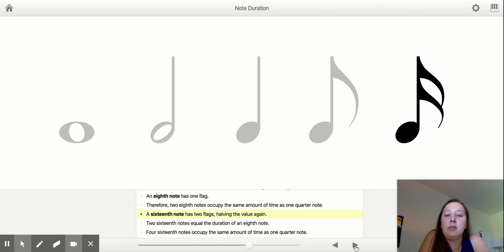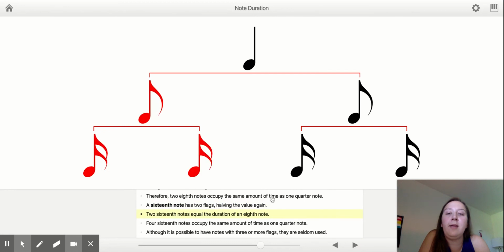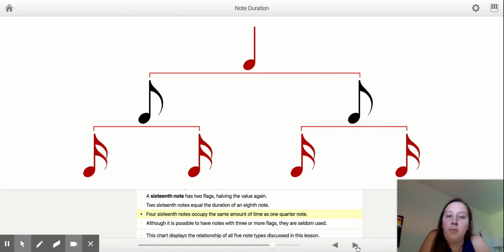16th note has 2 flags, and basically, like we just said, if you were to take 1 eighth note and divide it by 2, you get the fraction 1/16. So 16th note is half of an eighth note, and you can fit 2 16th notes into 1 eighth note. 4 16th notes fit into 1 quarter note, because if I were to divide 1/4 by 4, I would get 1/16.